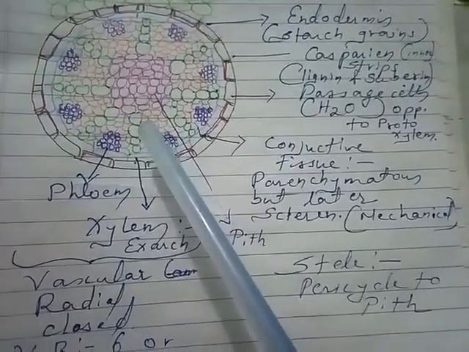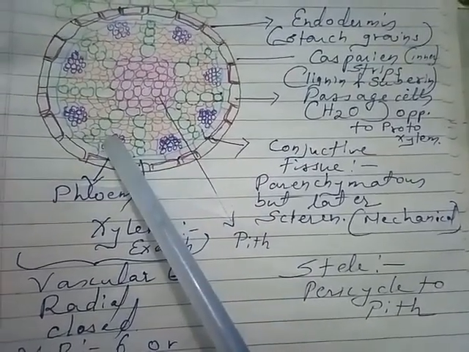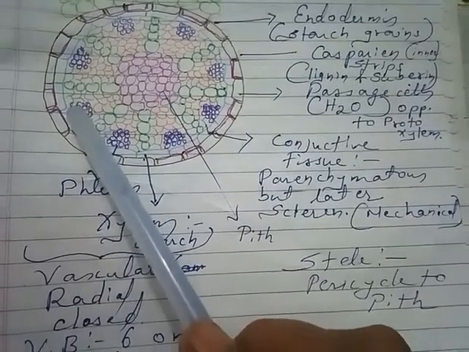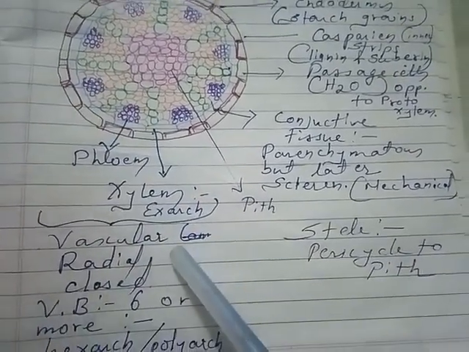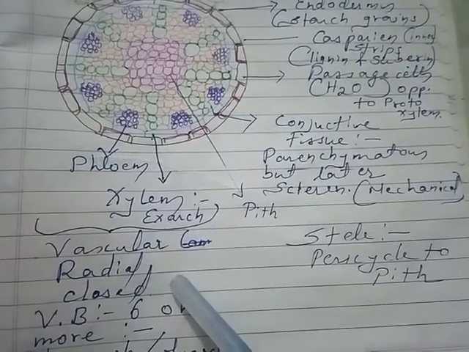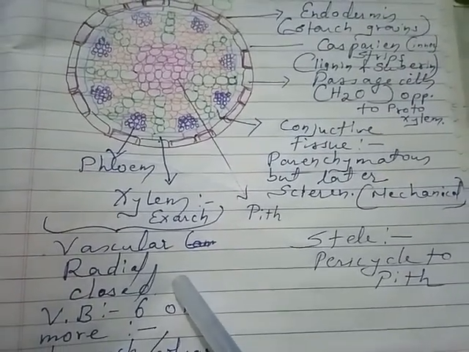So here also a bundle of xylem is present, then phloem. Again xylem is present, then phloem. So alternately they are present. So again the vascular bundle is said to be radial. Cambium is absent, so the vascular bundle is said to be closed.